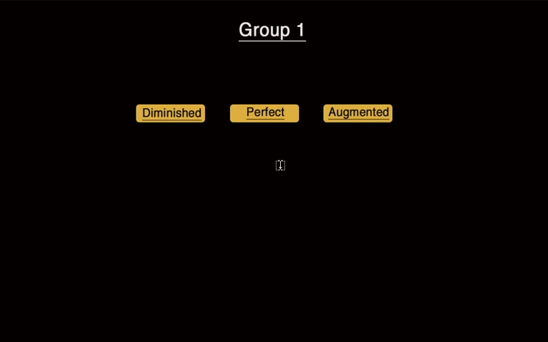Then let's go back to the perfect fourth. Now if I decrease the distance by a half step, I would get a diminished fourth. So here it is. And that's what a diminished fourth sounds like.